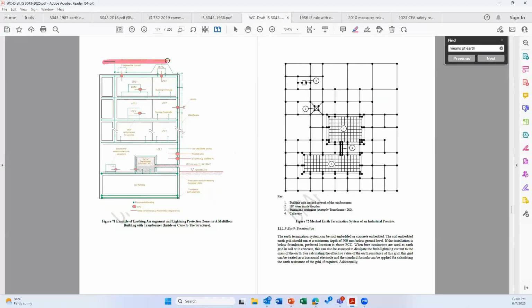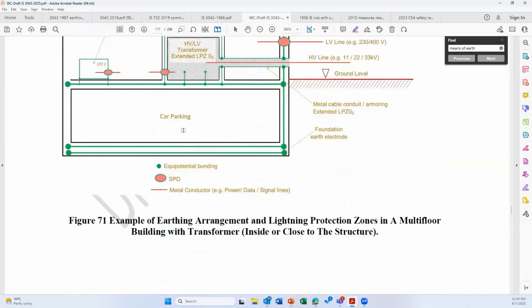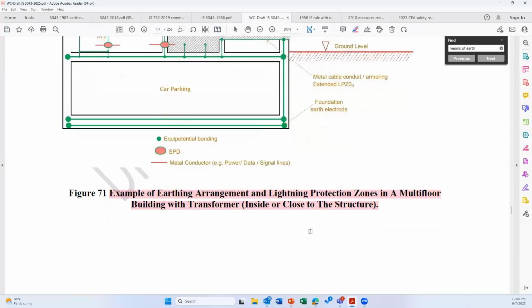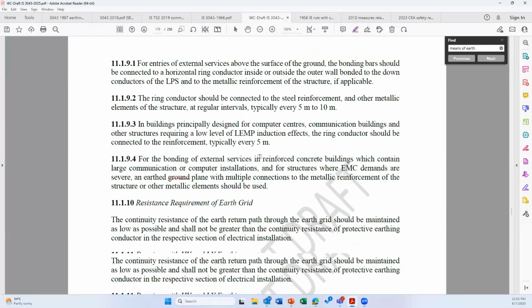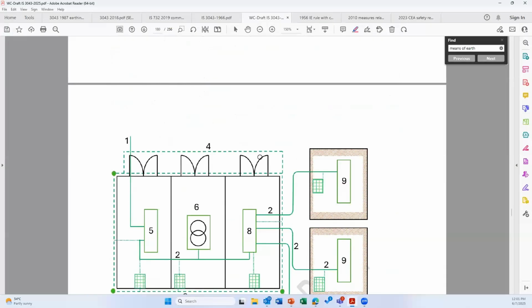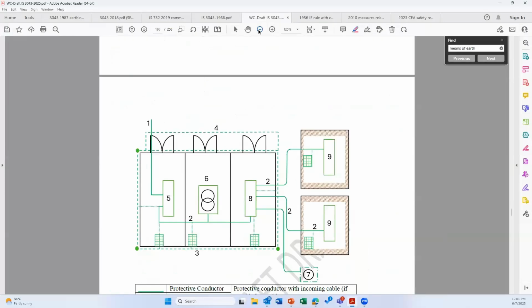Now, these figures are not new inventions. These were there in multiple standards. For example, this figure, what you are seeing, is a typical example of an earthing arrangement. This was a part of IEC 62305. And this figure was also a part of IEC 62305. So different kinds of figures from different standards are being included.